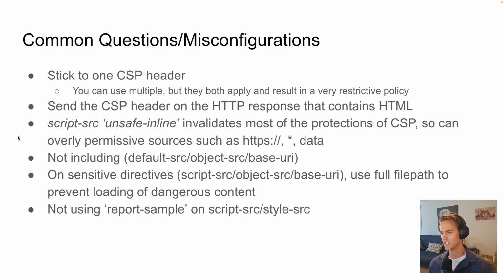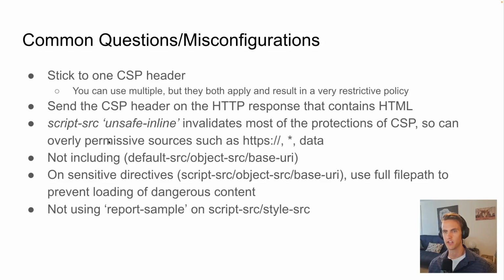Another common issue I see is people sometimes return the CSP header on their API server, not the server that is returning the HTML. That CSP header needs to be included on the base document, like the content or the web request that returns the HTML. Another very common misconfiguration is people using unsafe inline. We've already talked about this, but this negates a lot of the benefits of using CSP. Really you want to get to a state where you're not using unsafe inline.